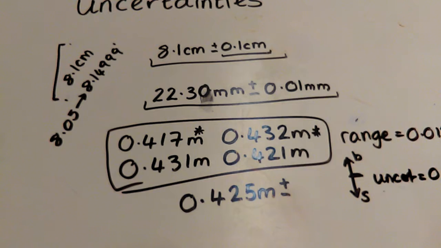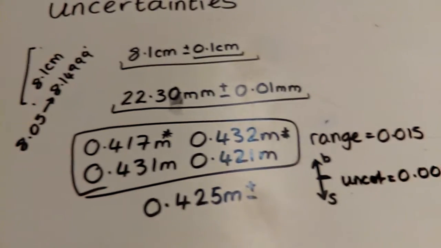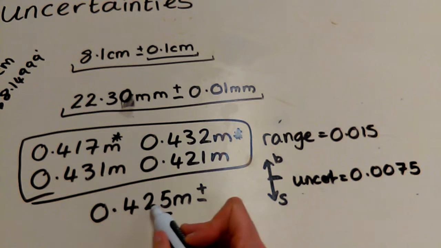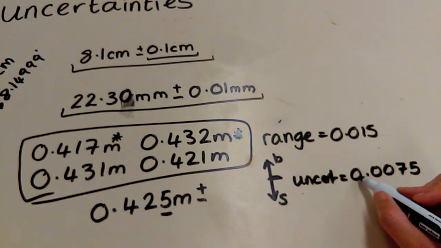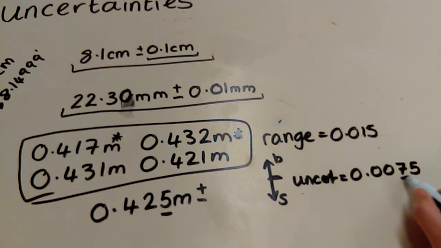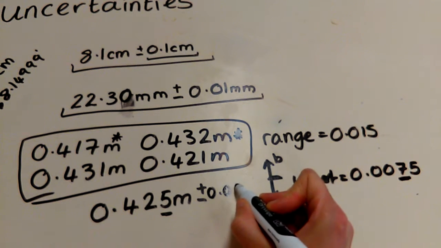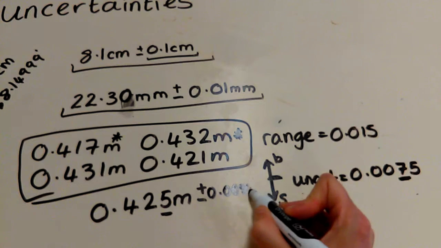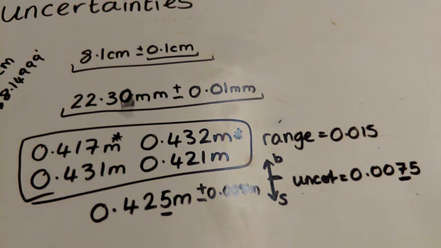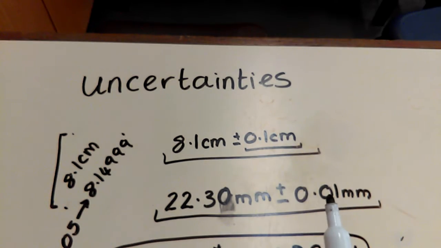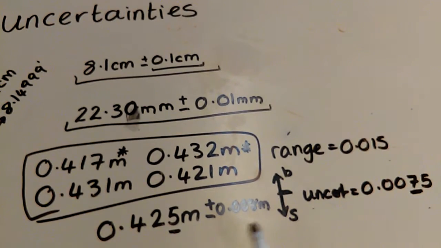I get my absolute uncertainty to be 0.0075. Now, if I'm looking at how I'm going to write that, I'm writing this to the nearest 0.001. So I will round this to the nearest 0.001. That's the digit I'm interested in. So that's a 5. I'll round that up. That's 0.008 metres. So by far the most common thing you'll have to do is use the smallest increment on whatever it is that we're measuring.